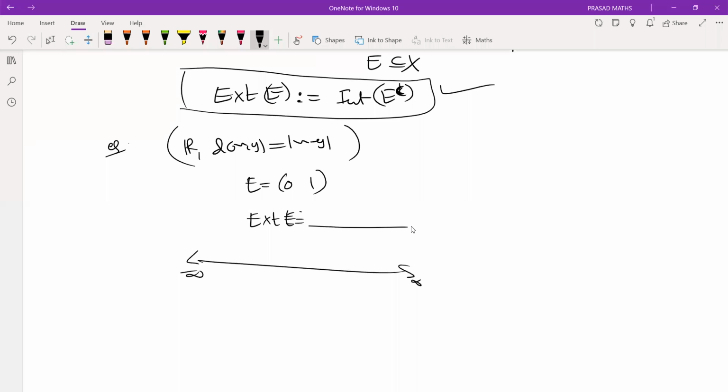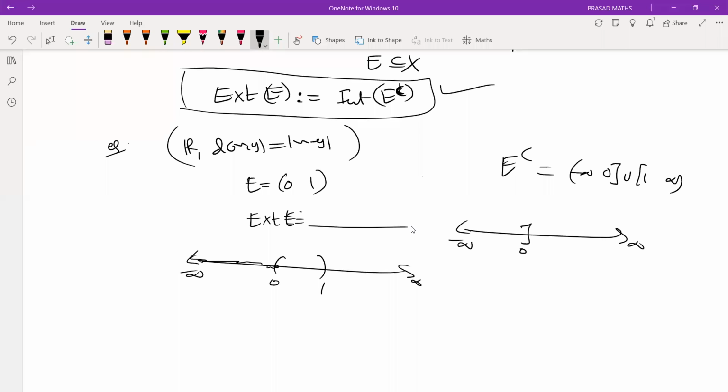Yes or no? Interior of the complement. Look at the complement first. What is the complement? This is my complement, yes or no? So what is the interior of the set? Anybody?